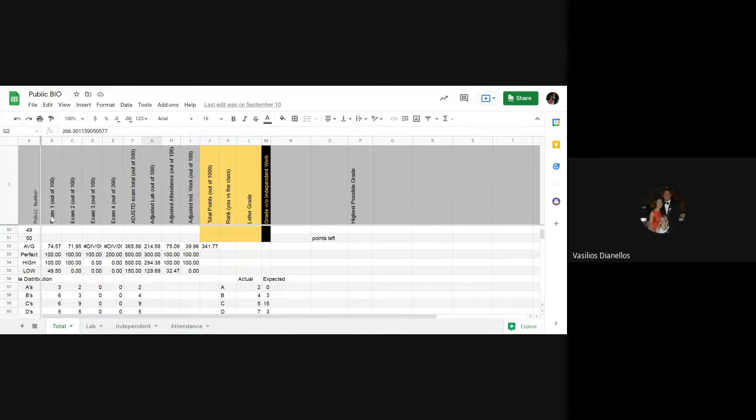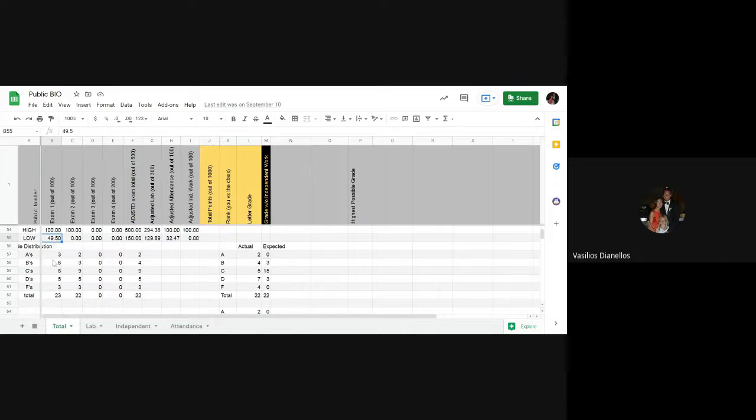But then if you're looking, for example, for lab 1 or exam 1, there's the average, there was the highest score, there was the lowest score, and then you can even scroll down and see the distribution. 3 A's, 6 B's, 6 C's, 5 D's, 3 F's, right? So it's all right here for you to see.